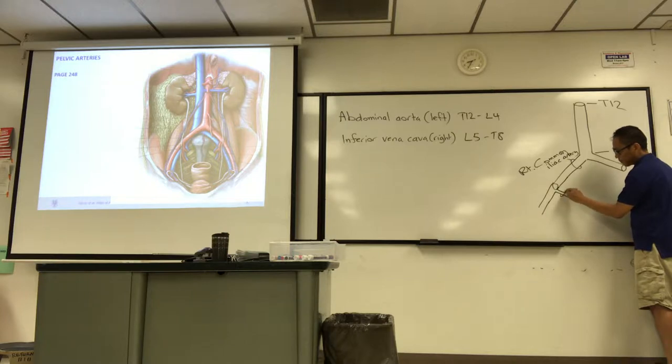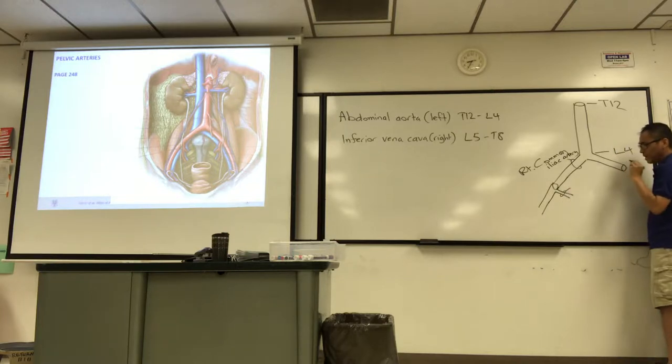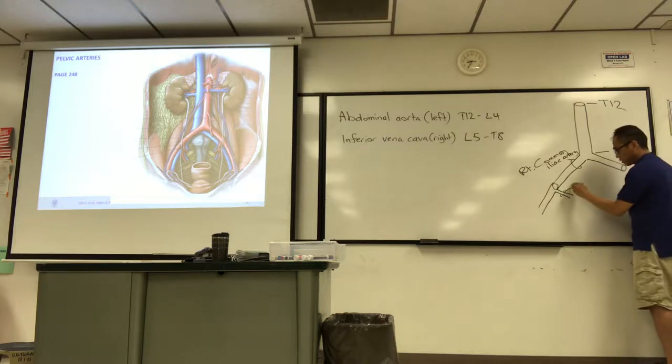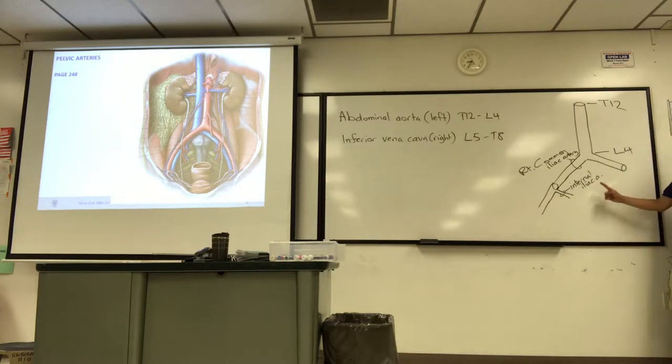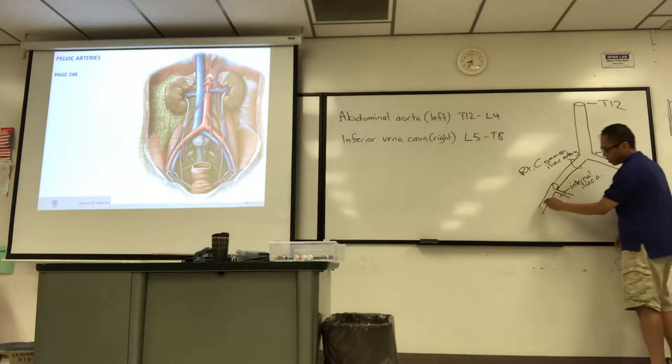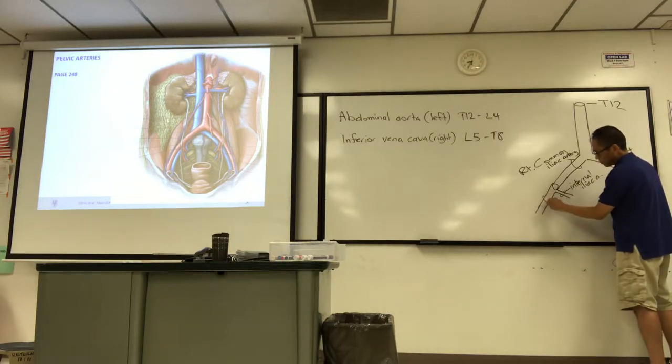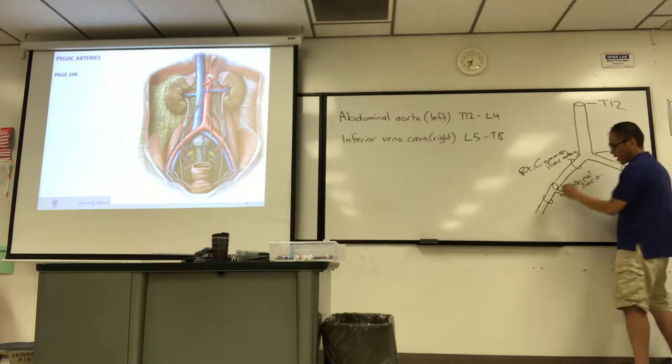The one that enters the pelvis is the internal iliac artery. Just call it internal iliac. That artery enters the pelvis. The other one that continues on is the external iliac.